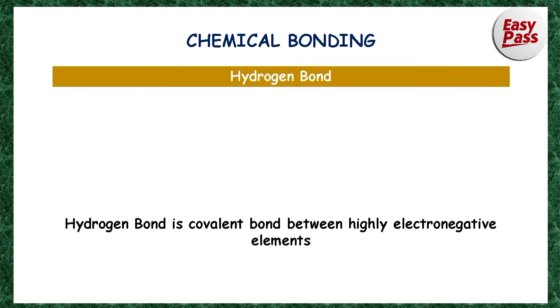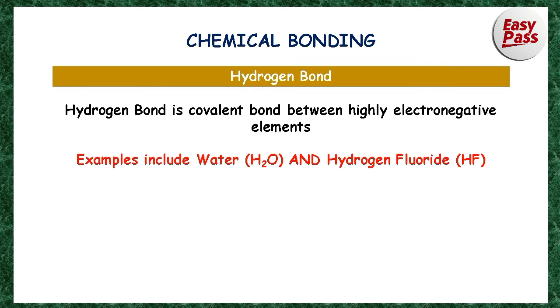We have what is called a hydrogen bond. A hydrogen bond is a bond formed when hydrogen is covalently bonded with a highly electronegative element. A bond that is covalently bonded with a highly electronegative element is called a hydrogen bond. Good examples of hydrogen bond are water and hydrogen fluoride.